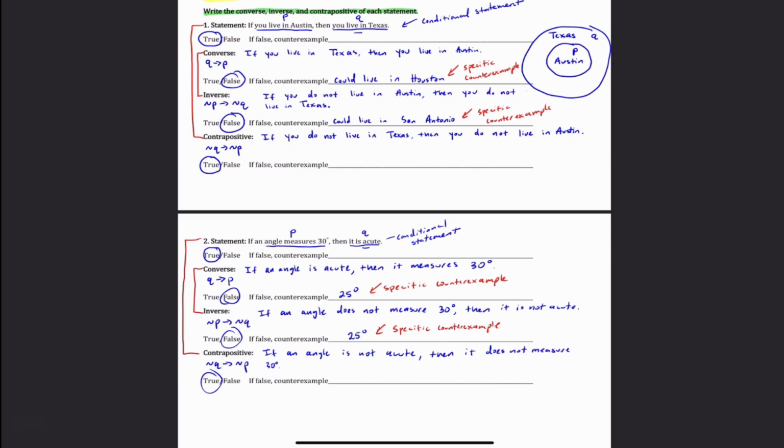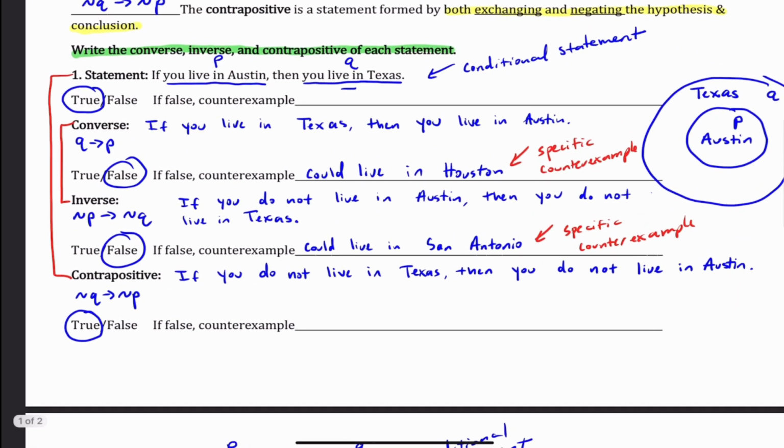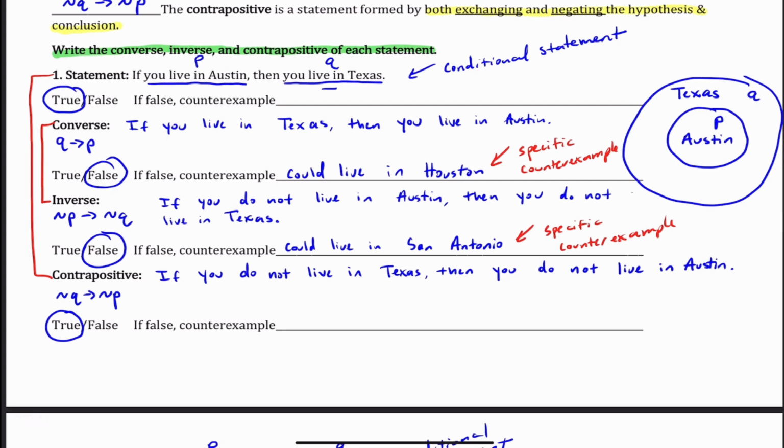Now let me go ahead and clear a misconception. What if the conditional statement is false instead of true? What do you say the truth value is for the contrapositive if the conditional is false? Well, if the conditional is false, then we say that the contrapositive is false. If the converse is true instead of false, then the inverse is also true.